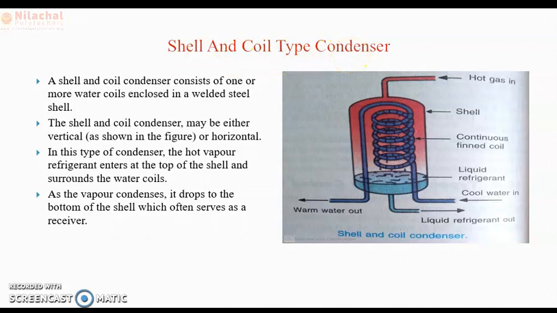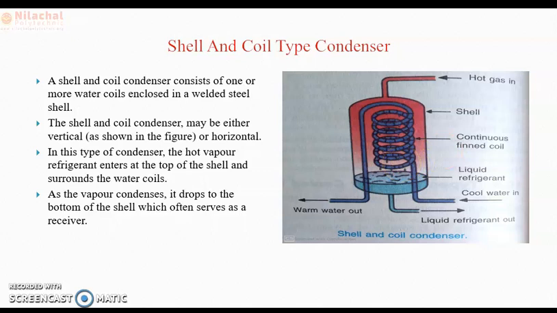Let's come to the construction part of this condenser. The shell and coil type condenser consists of one or more water coils enclosed in a welded steel shell. Both finned and bare coil types are available. This condenser may be horizontal or vertical, but here I am showing you the vertical type.